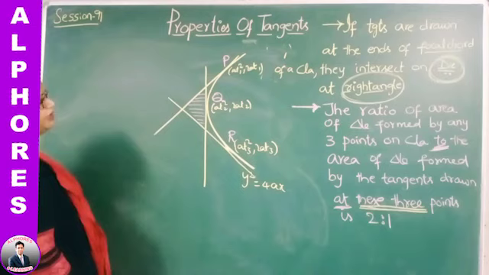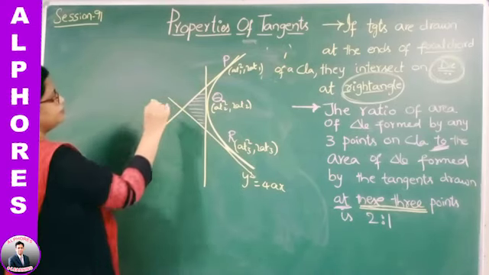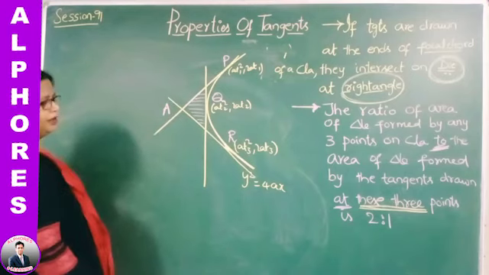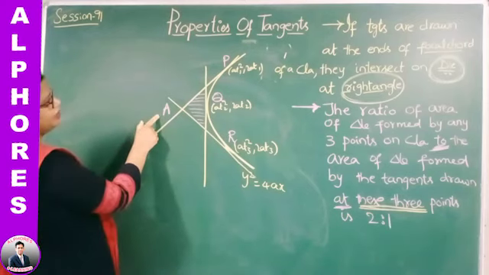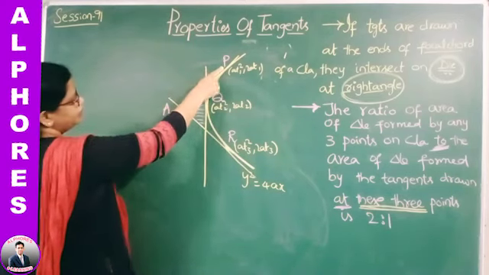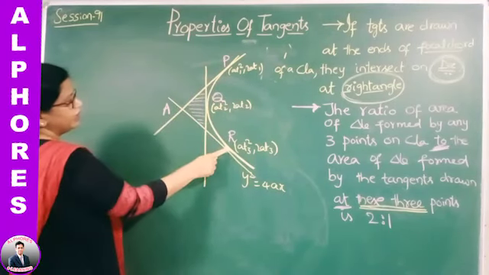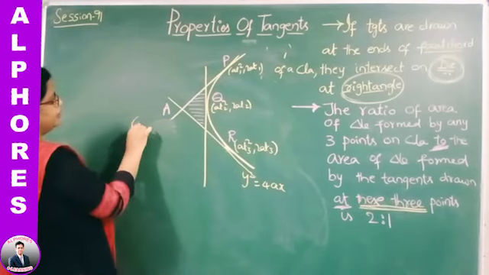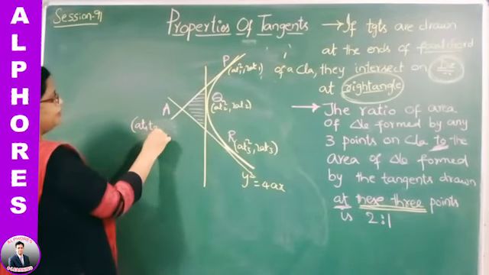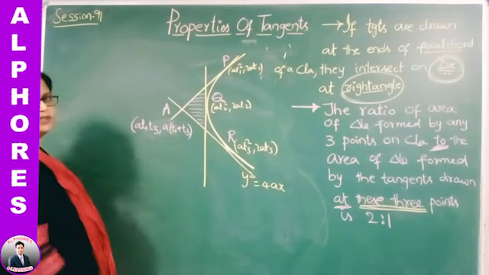Now for this area, clearly you can observe, suppose I am taking this point of intersection as A. How did you get this A value? This A value is nothing but the point of intersection of tangents drawn at T1 and at T3. Therefore, what is this value here? It is a T1 T3 comma a into T1 plus T3, right. So this is the value.